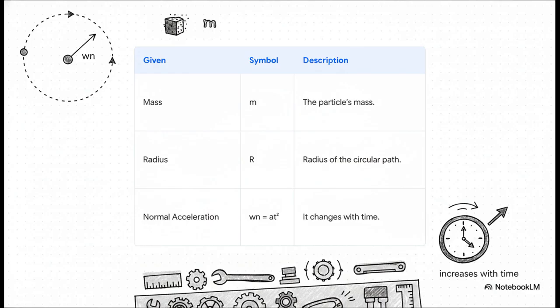But here's the key piece of information, the real heart of the problem. Its normal acceleration, Wn, is not constant. It's actually changing over time, following the rule Wn equals a t squared, where a is just some constant.